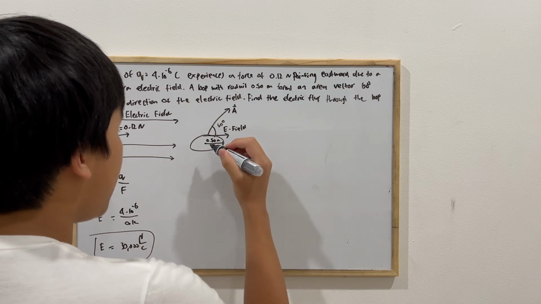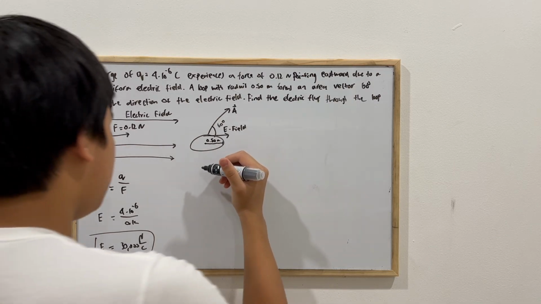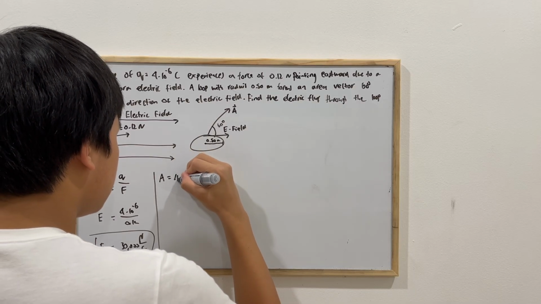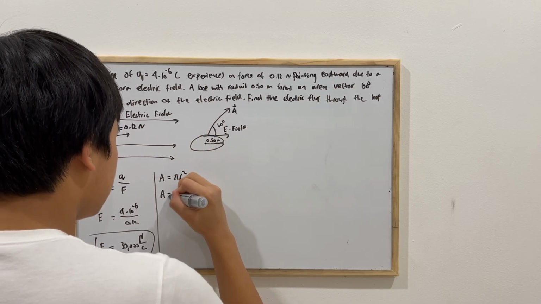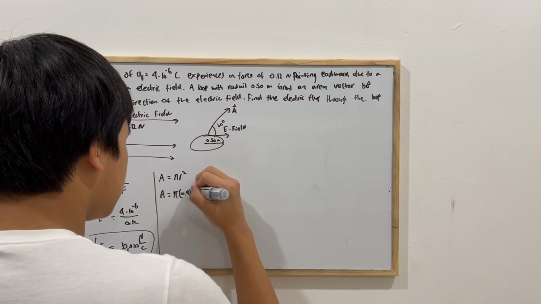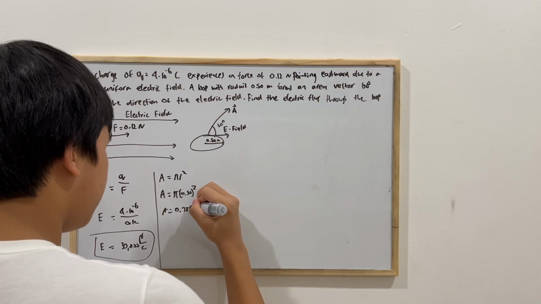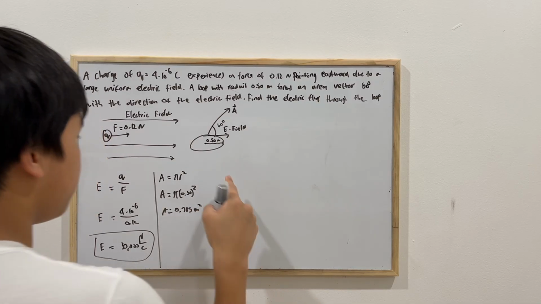So now we have to find the area of the circular loop, which we have to use in an equation later. So the area of this circular loop is going to be A equals pi r squared. So this is going to be A equals pi times 0.50 squared. And we're going to get 0.785 meters squared as our area of the circular loop.